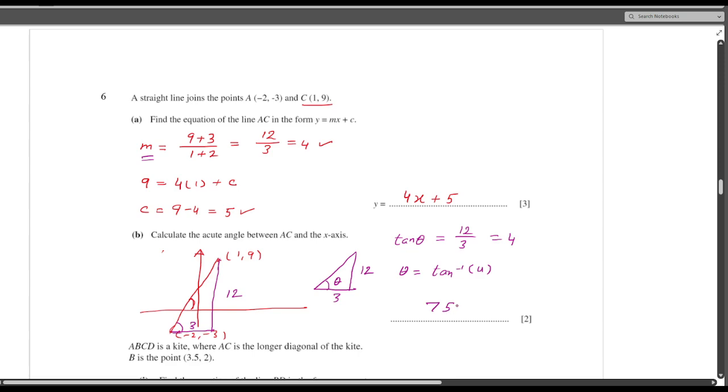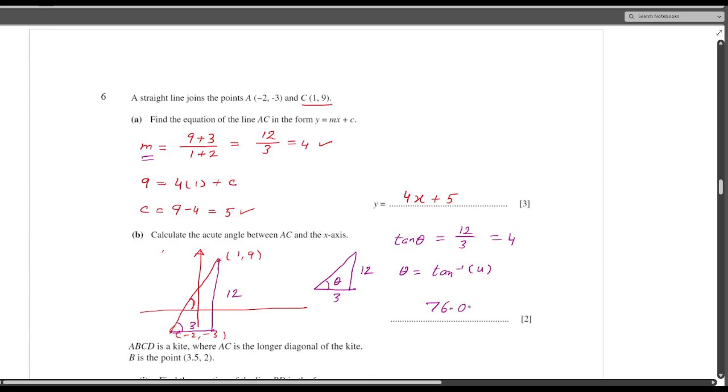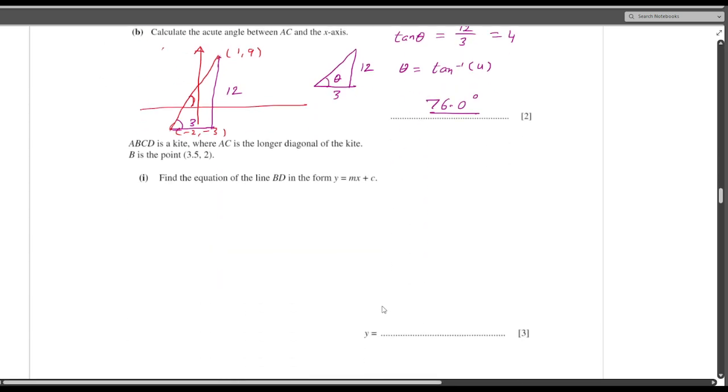Now 75.96, if I round up to one decimal place, I will say that this is 76.0. Okay, again this 0 I consider necessary because this indicates that I have found my answer up to one decimal place. The answer up to 2 decimal places was 75.96. Okay, but when I round it up to one decimal place, it is 76.0.